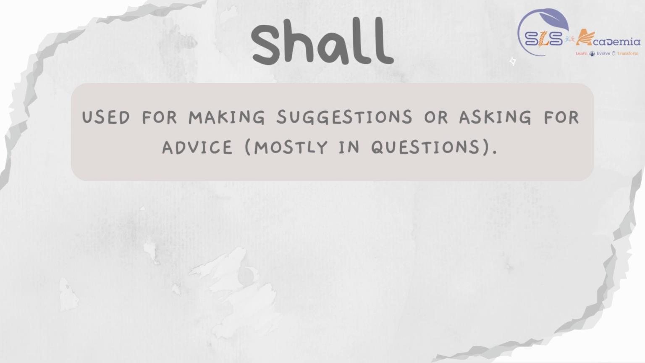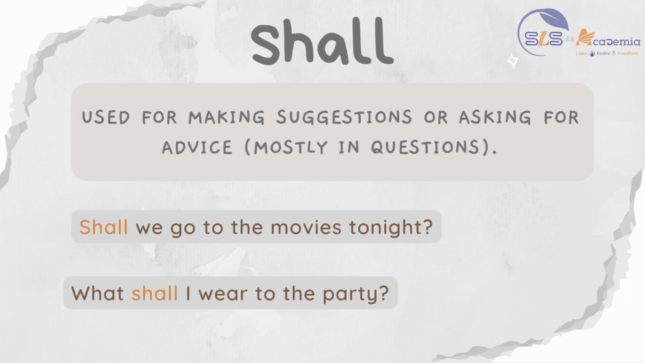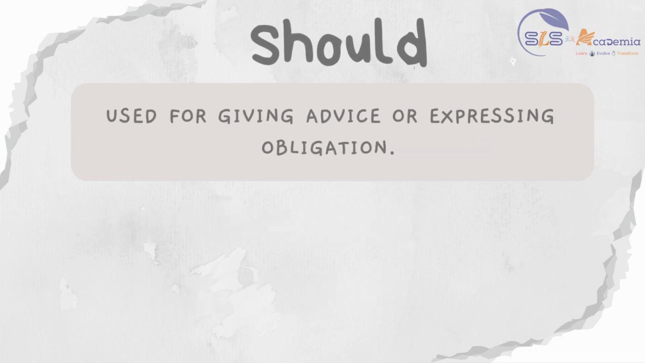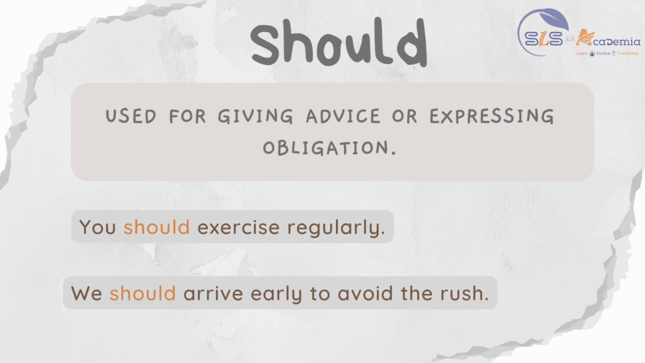Shall is used for making suggestions or asking for advice. For example, shall we go to the movies tonight? What shall I wear to the party? Should is used for giving advice or expressing obligation. For example, you should exercise regularly. We should arrive early to avoid the rush.